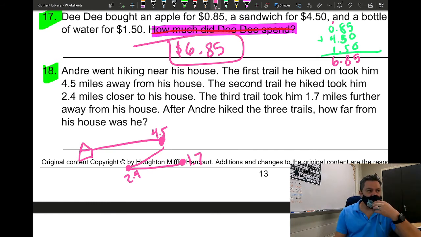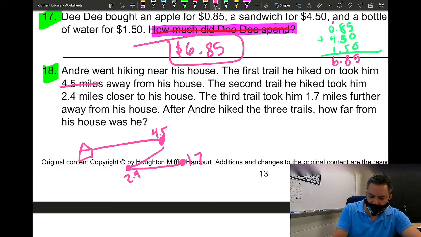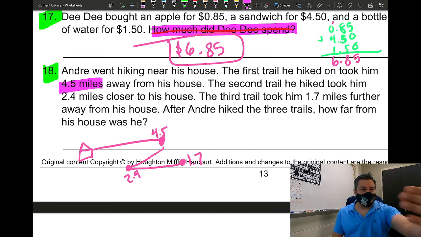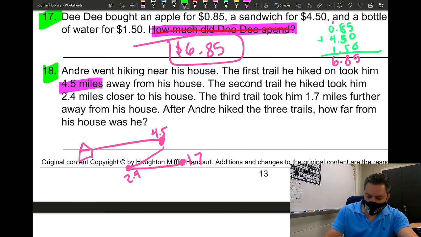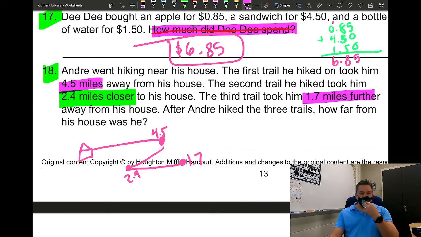How far is he from his house? So again, if it took him away, that means what? Subtract. So this is gonna be, I meant to highlight that, negative. Closer, that's positive, right? And the last one is further out, means to what? Subtract. So we have the pink ones are negatives, the positive is the green one.